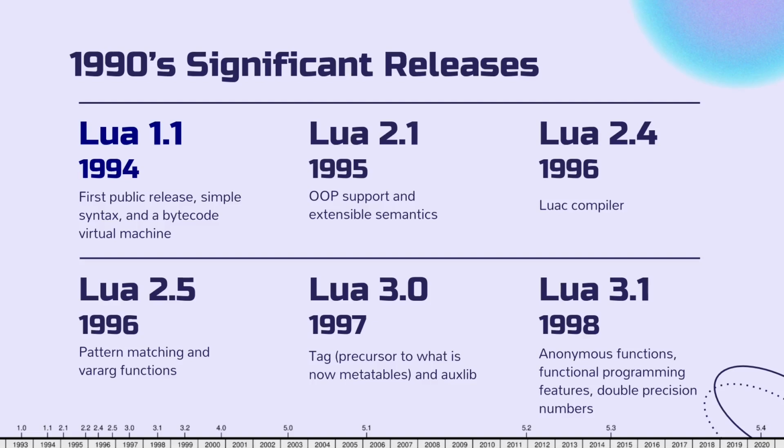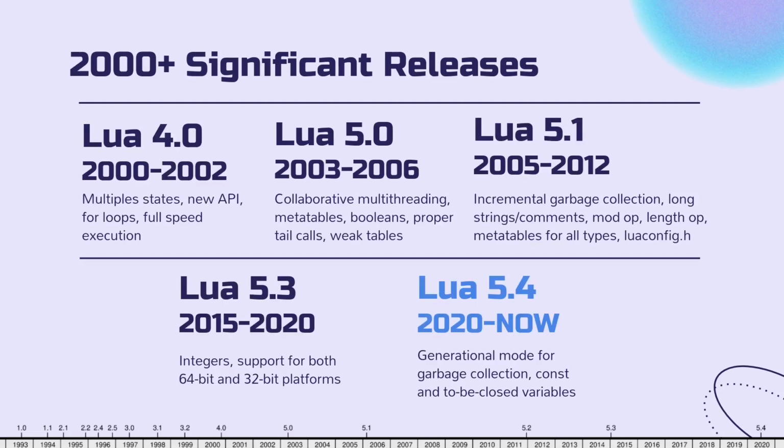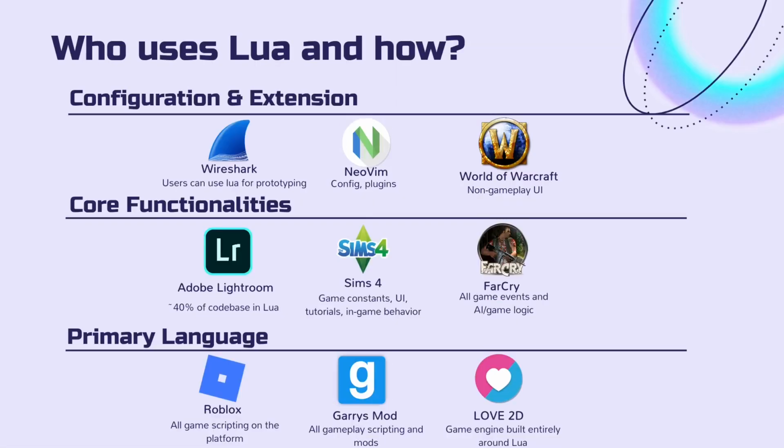And then continuing on into the 2000s, there were a lot more updates. Once again, for loops were added in the 2000s, along with threading and metatables, which are used for object-oriented programming and replaced an earlier feature that was used for that. Integers were added in 5.3, which sounds kind of crazy, and we'll actually get into that a little bit later. And then 5.4 is the most recent version of Lua, still being updated right now.